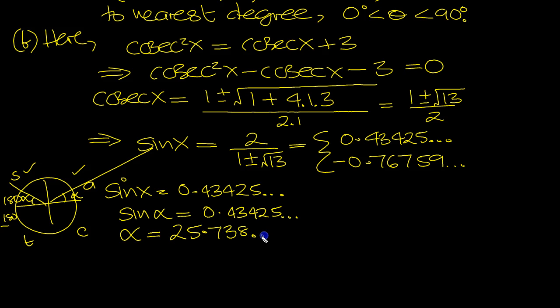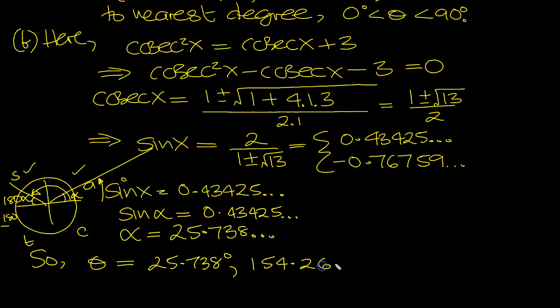25.738. So theta then here is equal to, the first solution is round to here, minus 180 to 180, would be 25.738 degrees. And the next solution will be round to here, which is 180 minus the 25, which is 154.261.